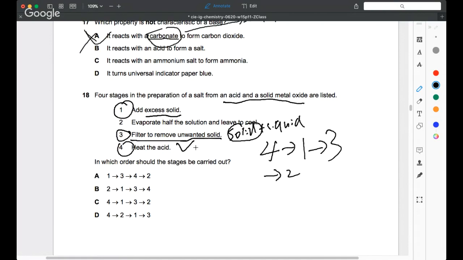So after you filter out the solid, you have a beaker of liquid solution left. So it consists of water and dissolved salt. And now the last step will be step 2. So you are just evaporating the water and leave you with the salt. So it's 4, 1, 3, 2, and the answer is C.